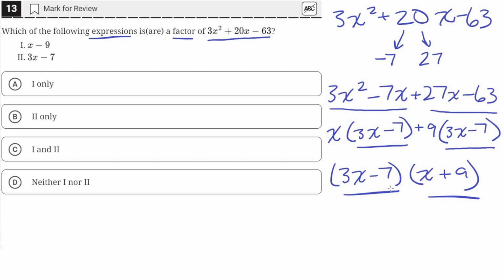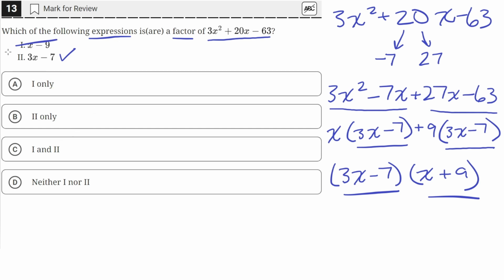So one of our factors is 3x minus 7, which is answer choice, the second one here. And then the other factor is x plus 9. Well, x plus 9 is not here. And the first choice here says x minus 9 is a factor, but that's incorrect because x plus 9 is a factor. So this one is wrong.